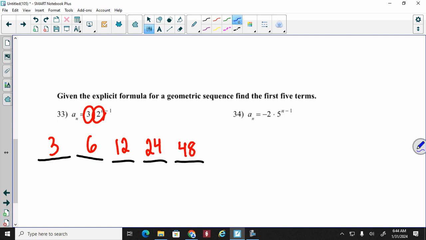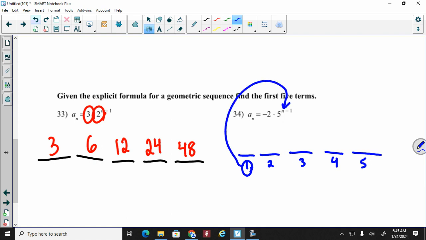Easy. But let's say you're on question 34 and you just totally forget that that's my first term. Let's say I'm taking a test and it just totally went blank. So you'd solve it the exact same way. 1, 2, 3, 4, 5. Simply just take 1, plug it in for n. Off to the side, I'm only going to do this maybe once. Negative 2 times 5 to the 1 minus 1 power. Negative 2 times 5 to the 0 power. When you put that into your calculator, that ends up being negative 2. So you're at negative 2.